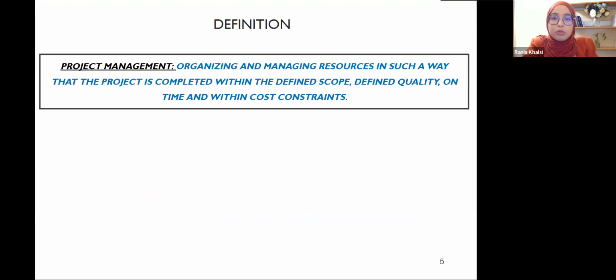Okay, so if you want to define project management now, we can define it in this slide as simply as this. Project management could be considered as a way to organize and manage different resources. I would say resources could be managed in such a way that the project is completed within the defined scope, defined quality, and on time especially, and with cost constraints.